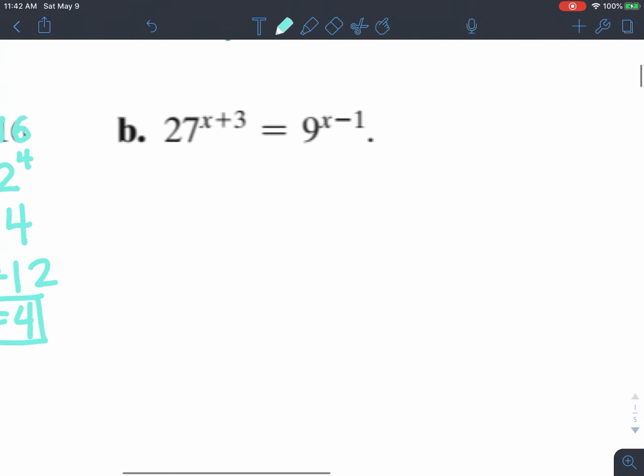All right, let's come over to the second one. You actually can't easily, anyway, turn a 27 into a 9, but you could change them both into a base of 3. So 9 is 3 squared, and 27 is 3 cubed.